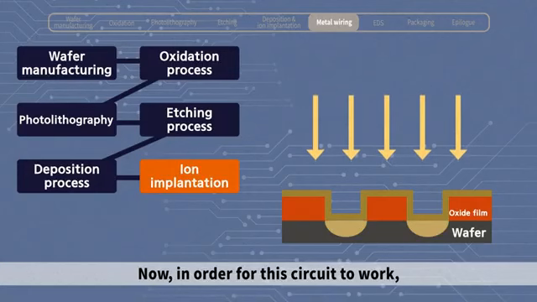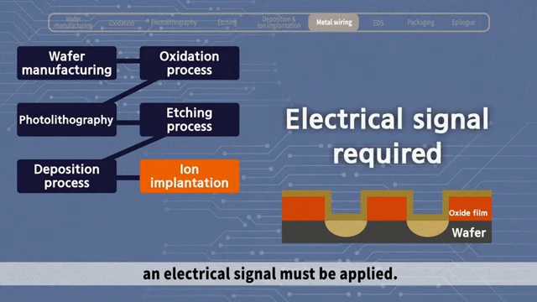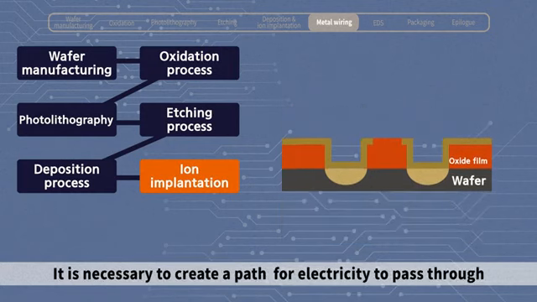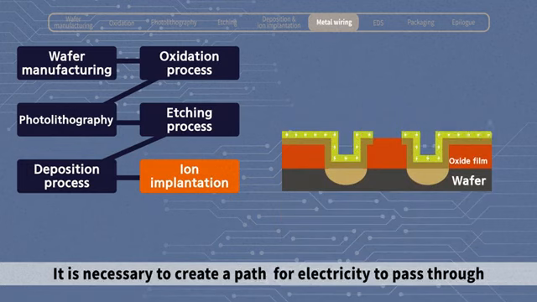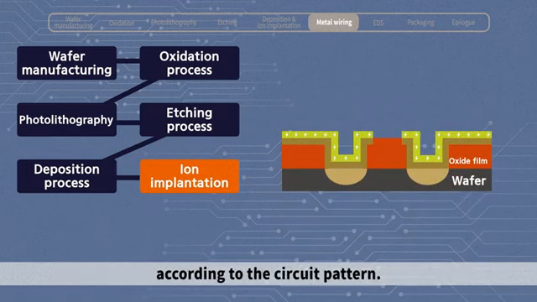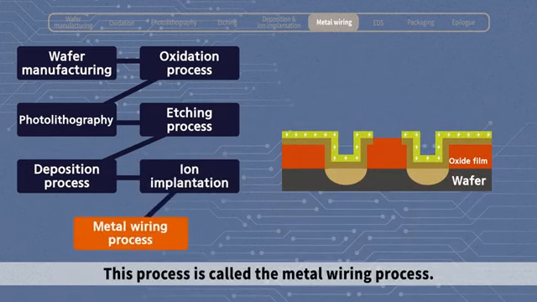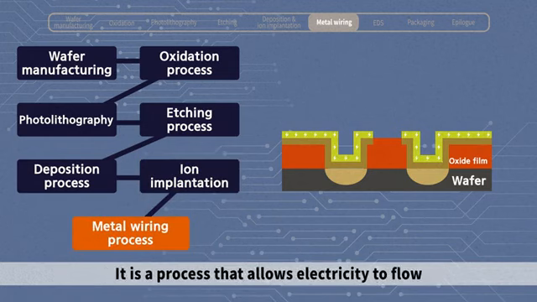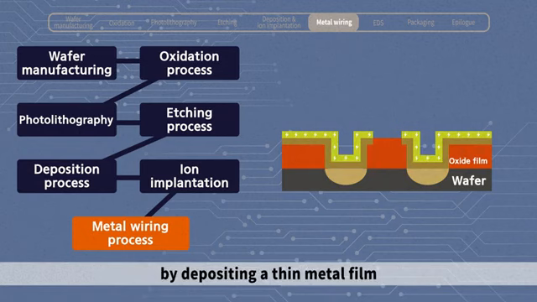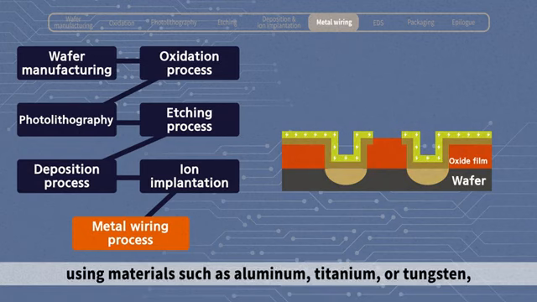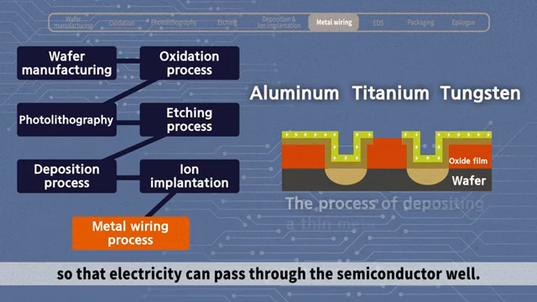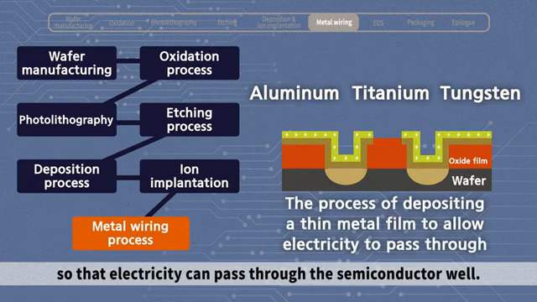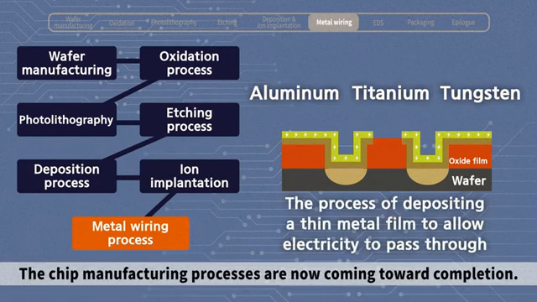Now, in order for this circuit to work, an electrical signal must be applied. It is necessary to create a path for electricity to pass through according to the circuit pattern. This process is called the metal wiring process. It is a process that allows electricity to flow by depositing a thin metal film using materials such as aluminum, titanium, or tungsten, so that electricity can pass through the semiconductor well. The chip manufacturing processes are now coming toward completion.